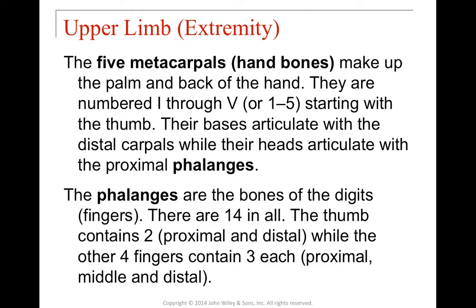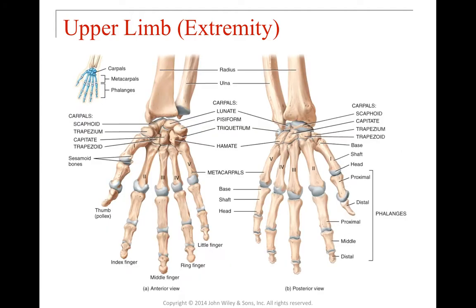So the phalanges are the bones of the digits of your fingers. There are 14 total, and that's because your thumb only has 2, while the other 4 contain 3. So the thumb only has the proximal and the distal, and the other 4 have the proximal, the middle, and the distal. And that looks like this.